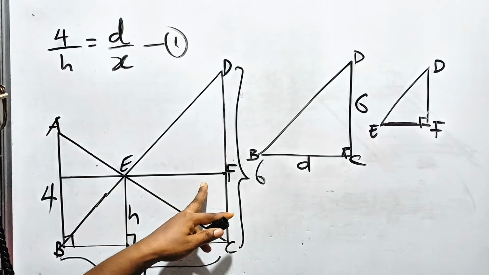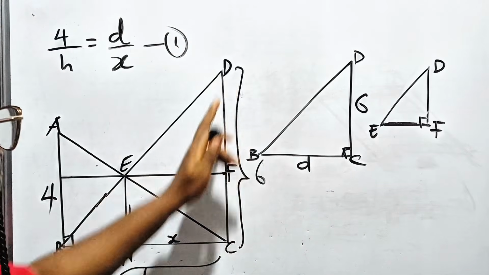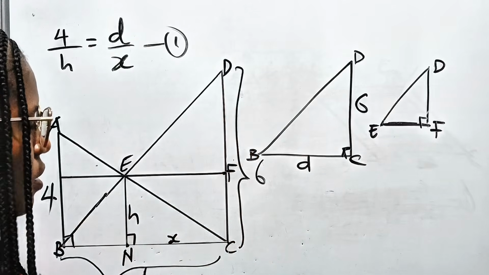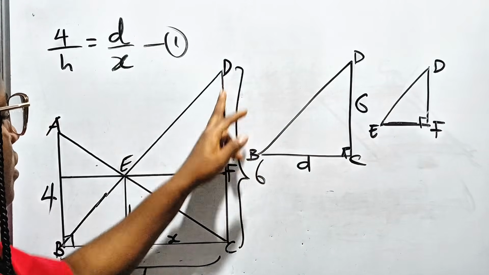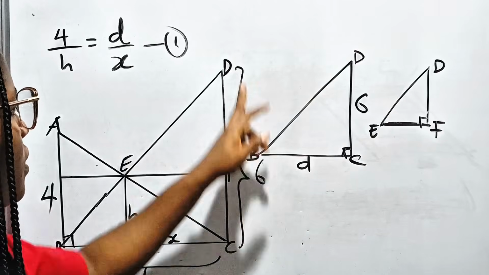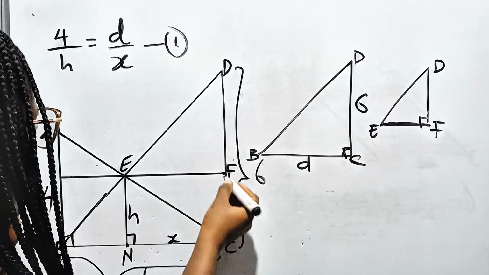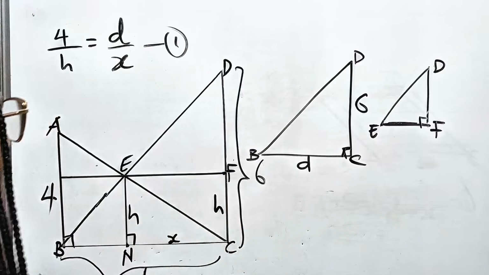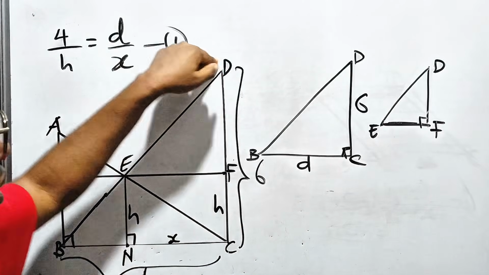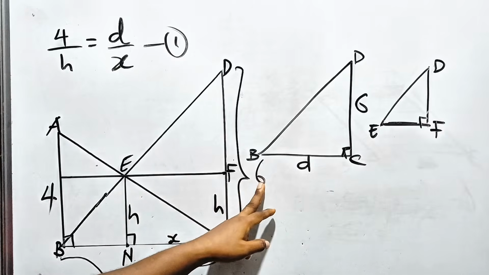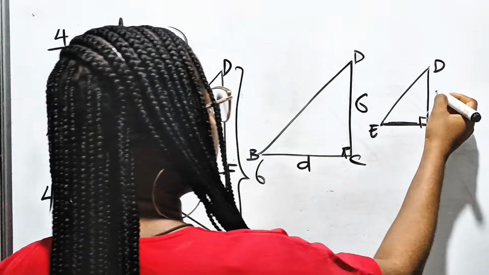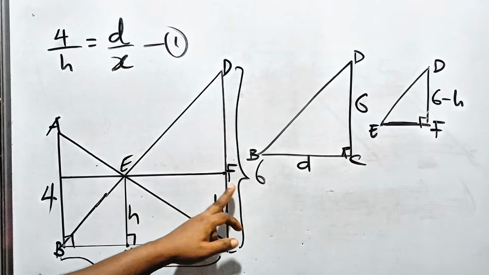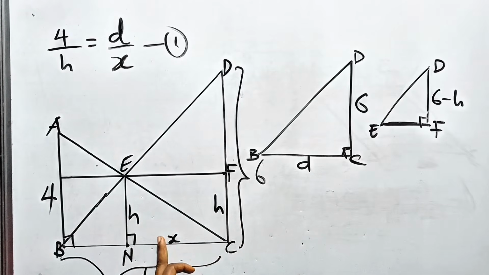And then we have DF is going to be, if DC is 6, then DF will be what? 6 minus FC, and from here to here is equivalent to our h. So this place is h. So we can say that DF is equal to 6 minus this h. So we have 6 minus h. And EF is equal to NC, which is x.